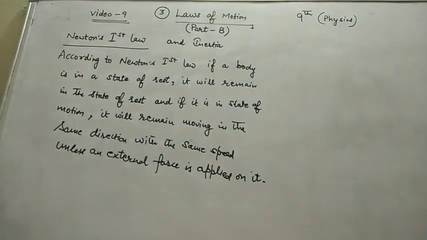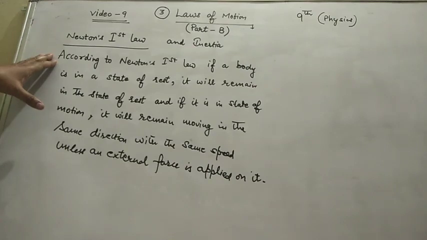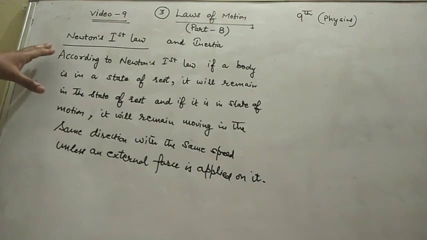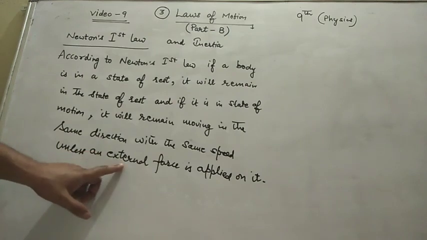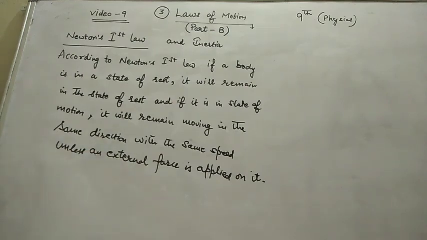So this is about the definition, and Galileo was the first scientist who observed this first law of motion. According to him, if the body is at rest, it remains at rest unless a force is applied on it. If the body is moving, it will continue to move with the same speed in the same direction unless an external force is applied on it.